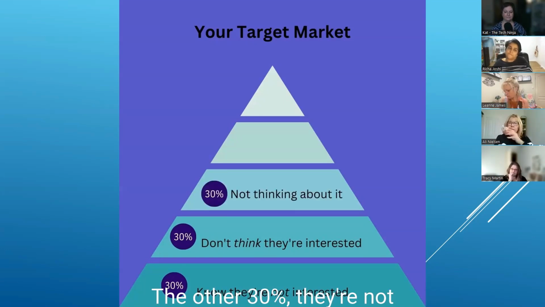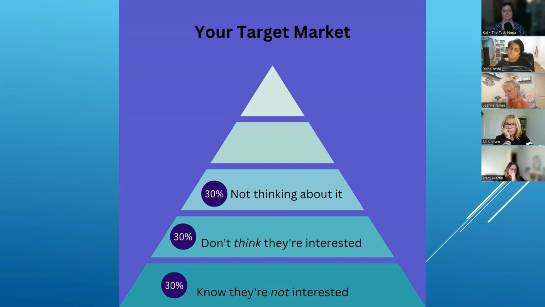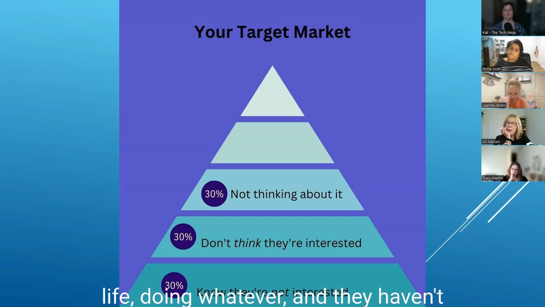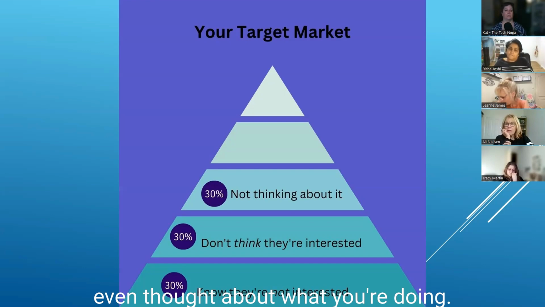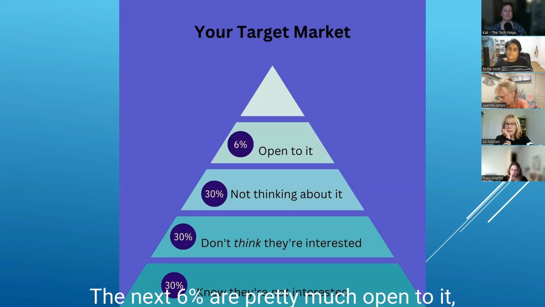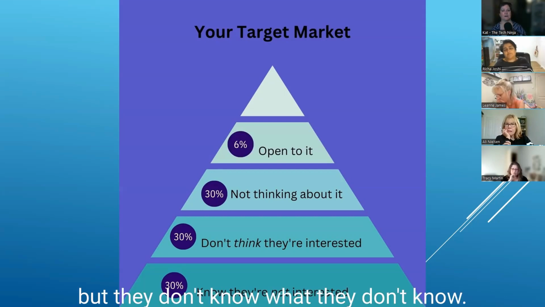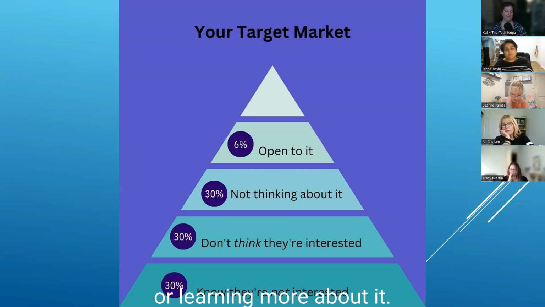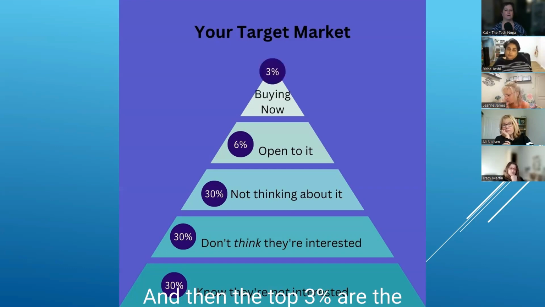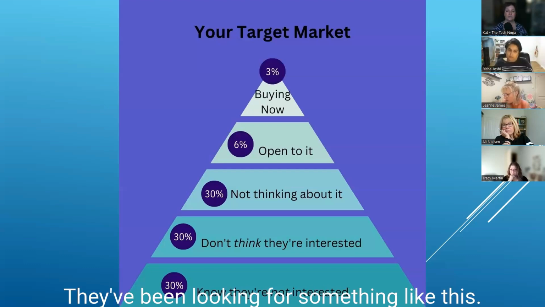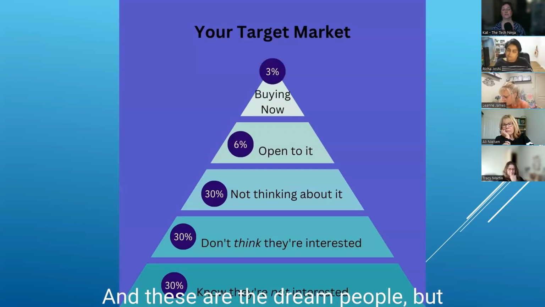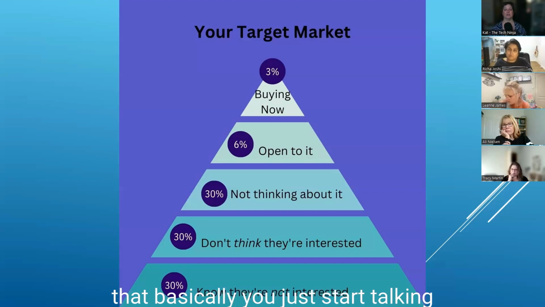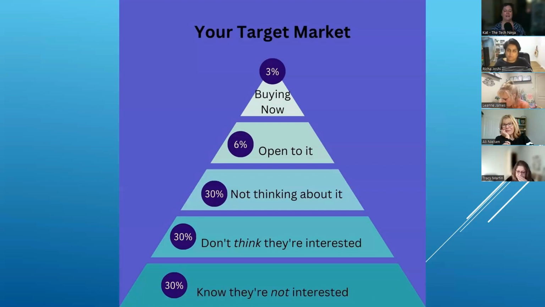The other 30% aren't even thinking about it. They're just off living their life and haven't even thought about what you're doing. The next 6% are pretty much open to it, but they don't know what they don't know. They're open to having a conversation or learning more about it. And then the top 3% are the people who are ready to buy now. They've been looking for something like this. These are the dream people: you just start talking and they're like, "Yes, I want that." I like to call those the gifts from God.